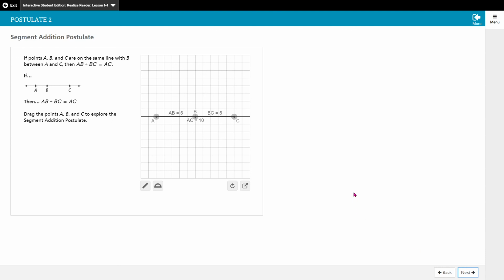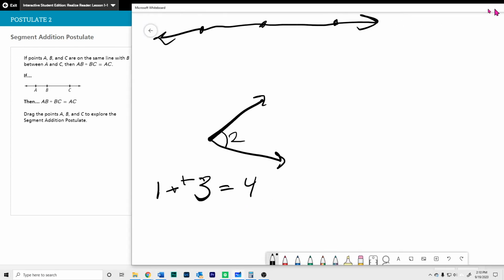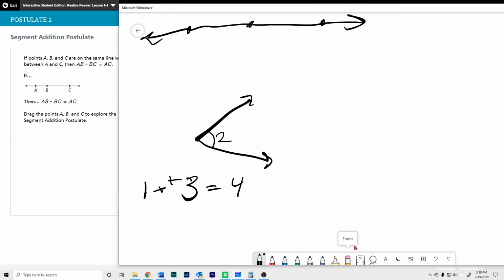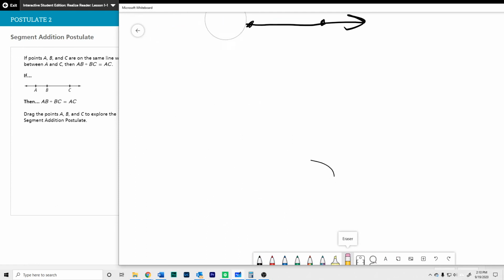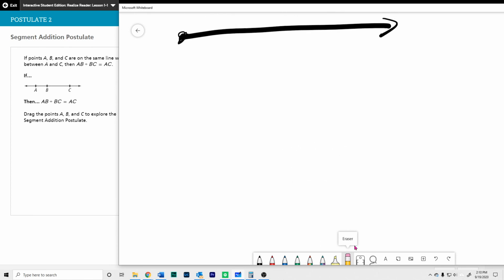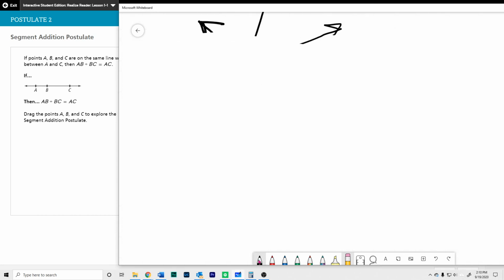Segment addition postulate is another one that is just blatantly obvious to the point of confusion. Cool. All right. Get rid of that too. Seriously? Come on. All right. So the segment addition postulate. If I have line segments and they're on the same line, guess what? They all add up. That's all we're saying here.